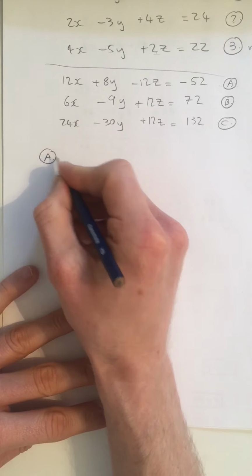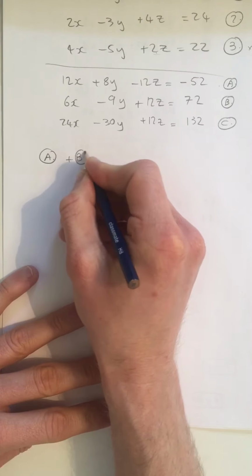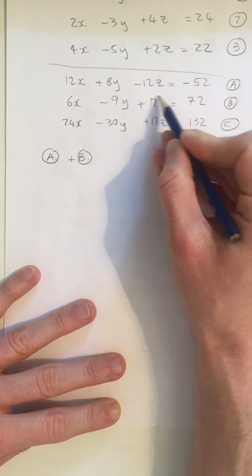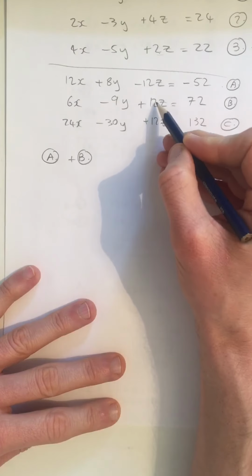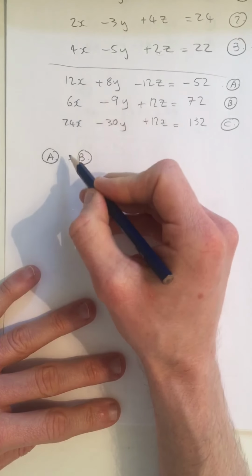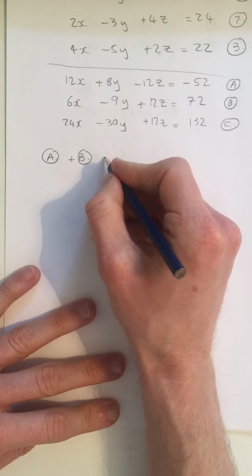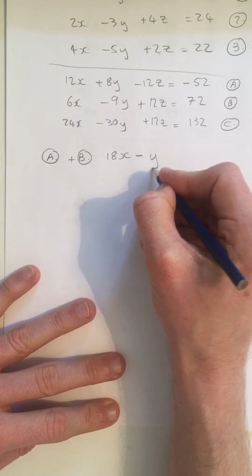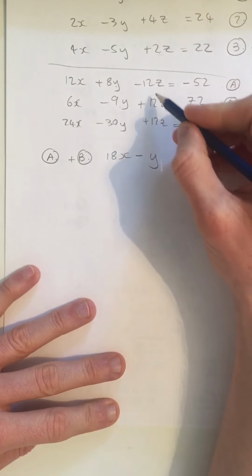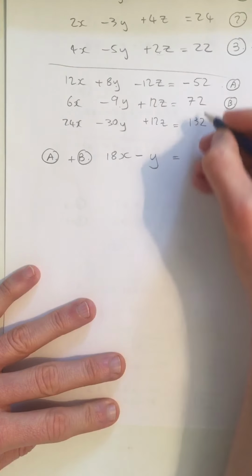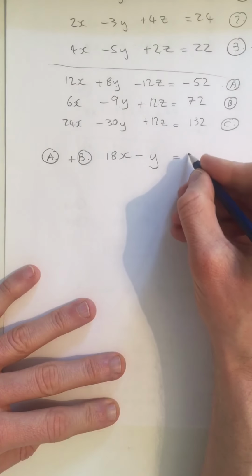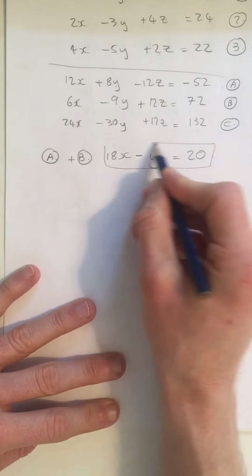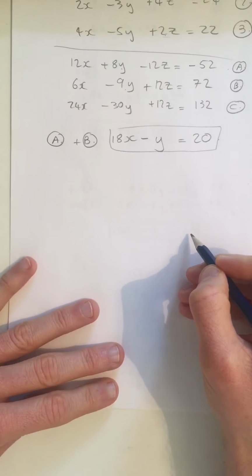If I did equation A plus equation B, so this one plus this one, then the minus 12z and the plus 12z, I know they're going to cancel out. So if I do equation A plus equation B, I'll get 18x, I'll get minus y, those have disappeared, and minus 52 plus 72 is 20. So I've got another new equation that's got just x and y in it now.